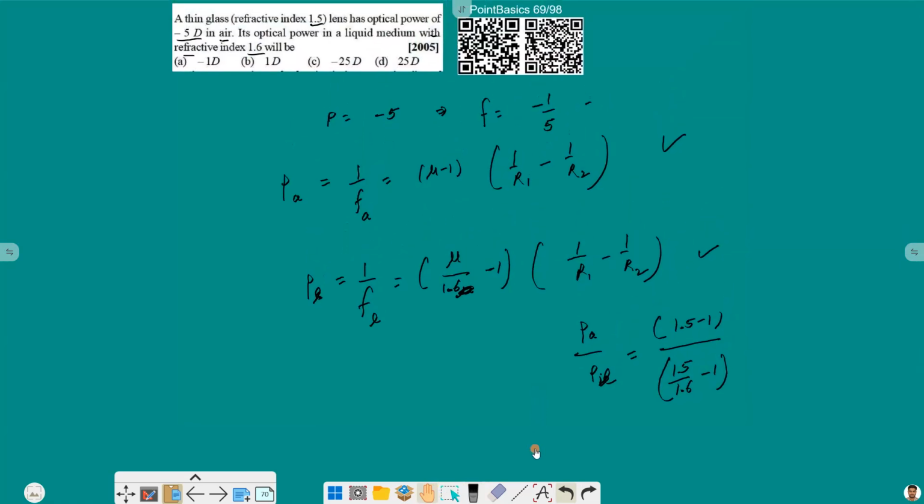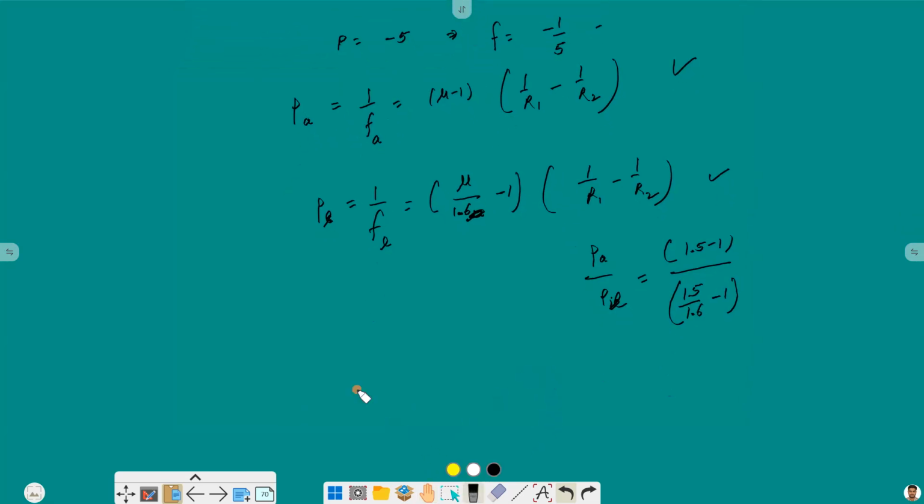So here, initially it is minus 5. So this is minus 5 by P of L equal to 0.5 into, we will get 1.6, and here we will get negative 0.1. So this negative sign cancels, and this 0.1 cancels 0.5 on 5. So from this PL will be equal to 1 by 5 into 1.6, and this 1.6 can be written as 16 by 10. So this will go on 2, and this will go on 8. So this is 1 by 8 diopter.